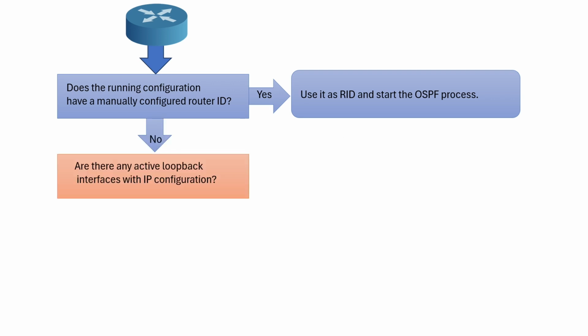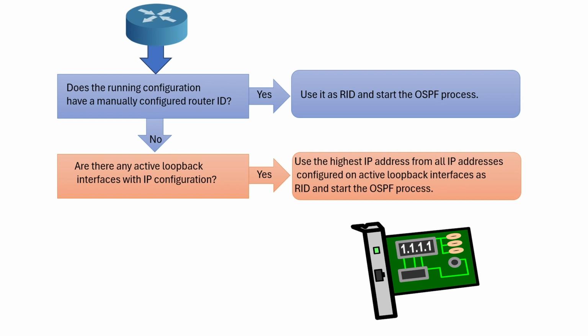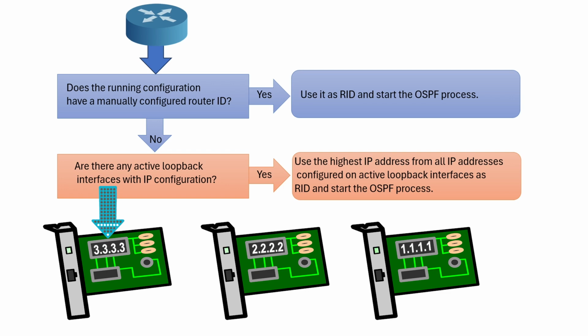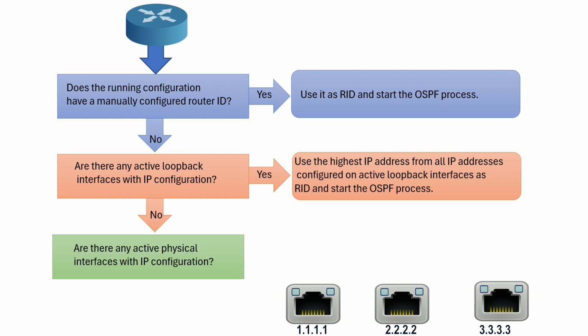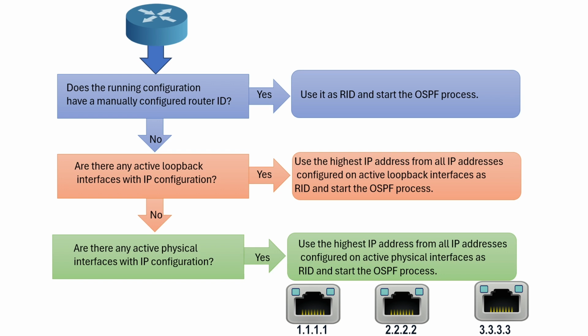If it does not find a custom router ID, it uses loopback interfaces as an alternative. If a loopback interface has an IP configuration and the interface status is up, the router uses its IP address as the OSPF router ID. If multiple loopback interfaces are up and have an IP configuration, it selects the loopback interface with the highest numeric IP address and uses it as the OSPF router ID. If no loopback interface exists or all loopback interfaces with an IP configuration are down, the router uses the third option. It picks the highest IP address on its active interfaces and uses it as the OSPF router ID.